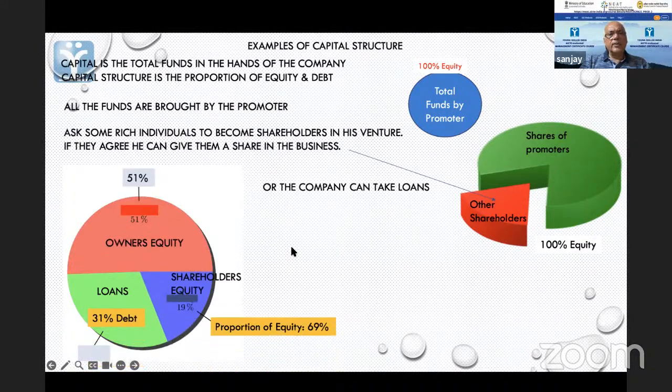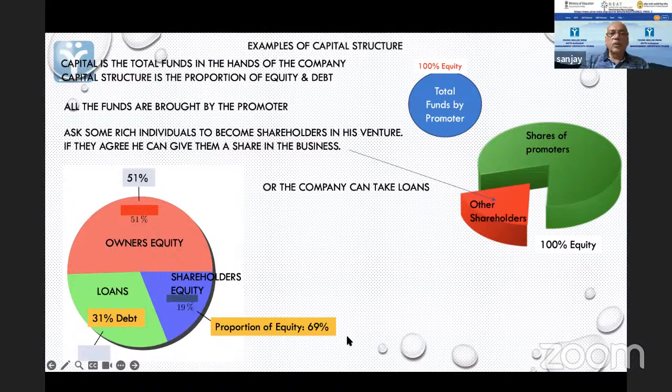Then the company begins to take loans, let's say. Then it's going to look something like this. The original promoters' equity, the promoters, they have, let's say, 51%. The other shareholders have 19%. And now 31% of the total money in the hands of the company is now coming from loans.